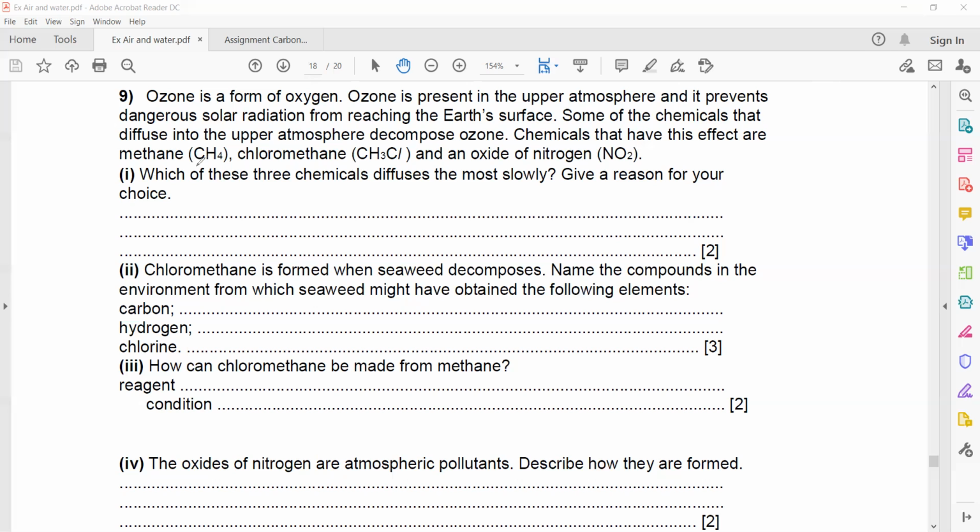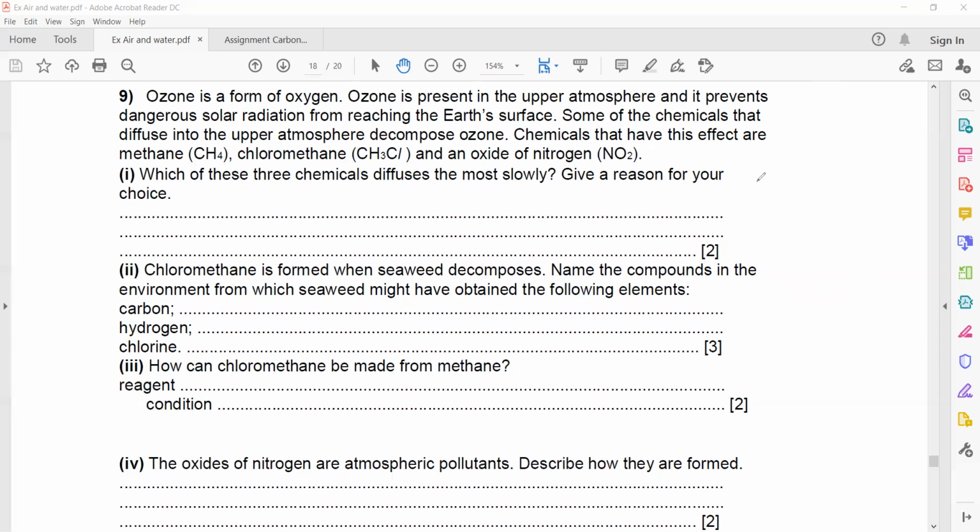Chemicals that have an effect: methane is there, chloromethane is there, and oxides of nitrogen. Which of the three chemicals diffuse most slowly? Basically, diffusion depends on the mass. Lighter molecules will diffuse faster because they have less mass, so they can move easily. If the mass is greater, the increase in mass will reduce the diffusion. So we have to check which of them is heavy.